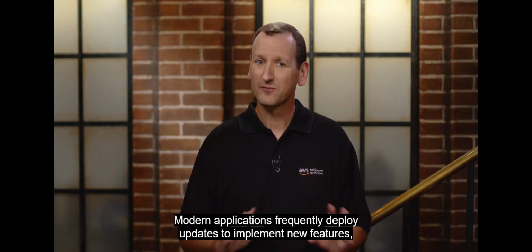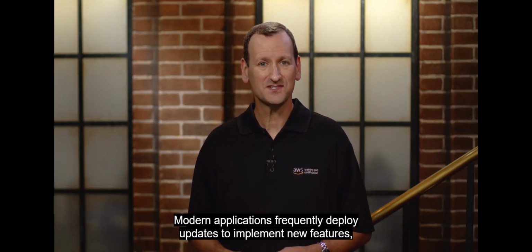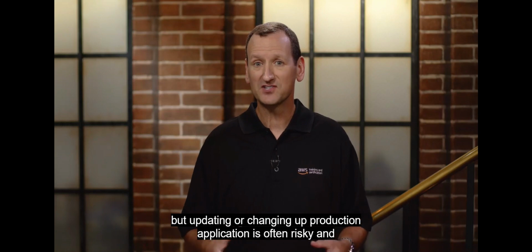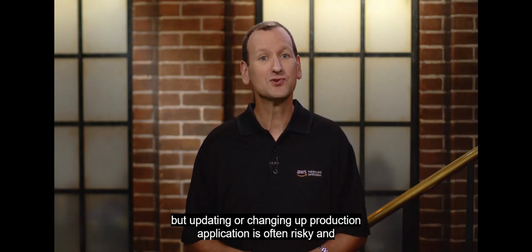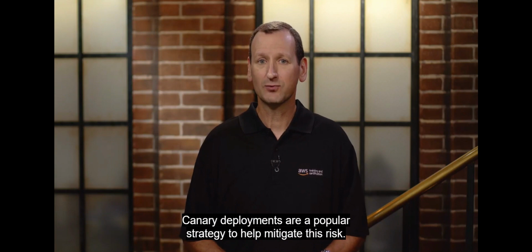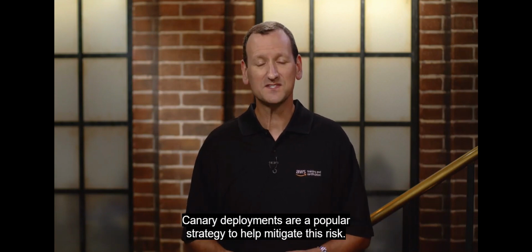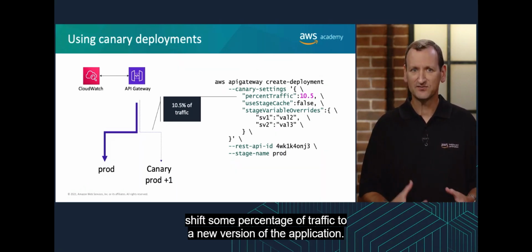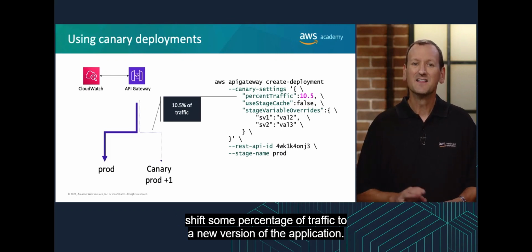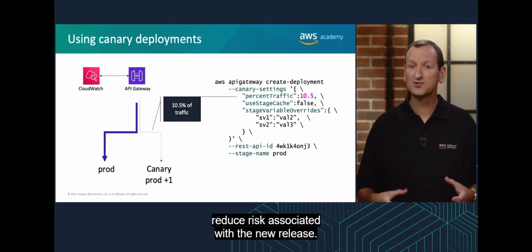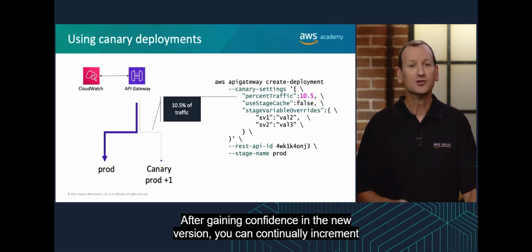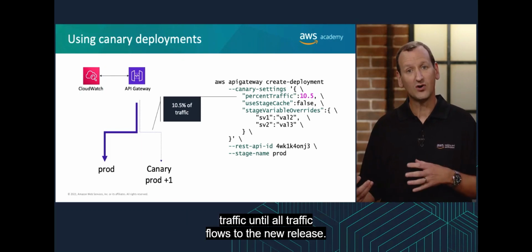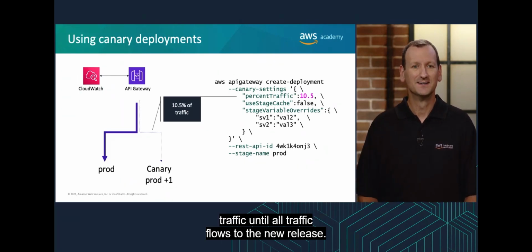Modern applications frequently deploy updates to implement new features. But updating or changing a production application is often risky and might introduce bugs. Canary deployments are a popular strategy to help mitigate this risk. In a canary deployment, you partially deploy a new software feature and shift some percentage of traffic to a new version of the application. This allows you to verify stability and reduce risk associated with the new release. After gaining confidence in the new version, you can continually increment traffic until all traffic flows to the new release.